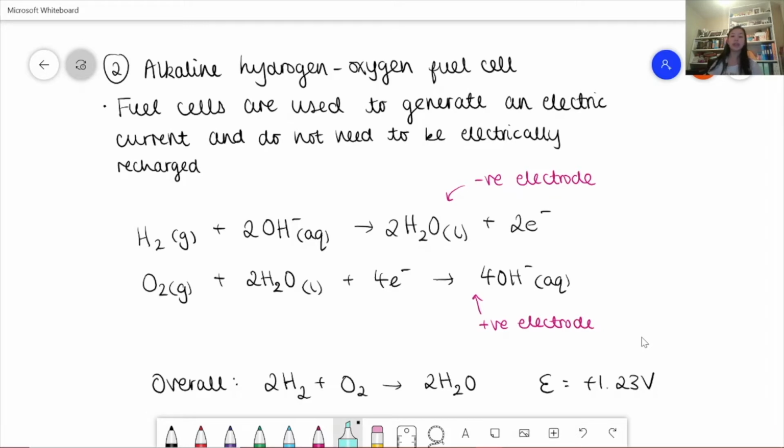that you need to remember. So at the negative electrode, we have hydrogen added with hydroxide ions to form water and electrons. And then at the positive electrode, we have oxygen combining with water and electrons to form the hydroxide ion. And so overall, we have two hydrogens plus an oxygen to form water. And the EMF of this fuel cell is plus 1.23 volts. They don't need to be electrically recharged because they have a continuous supply of the chemicals into the cell.